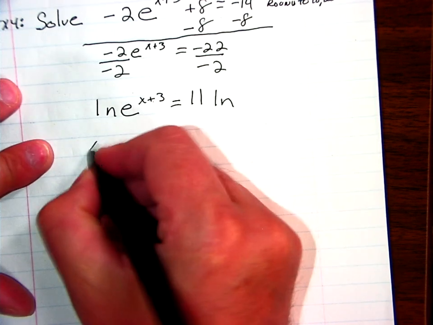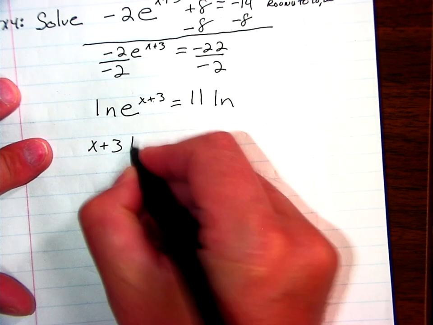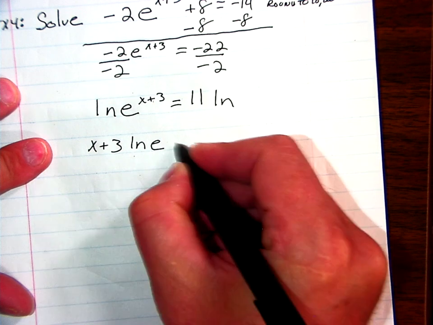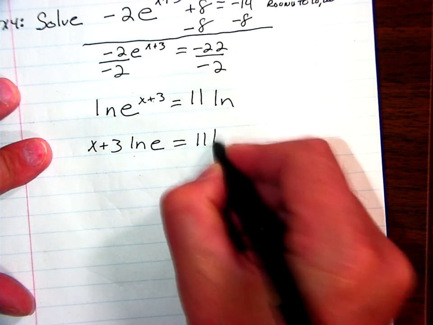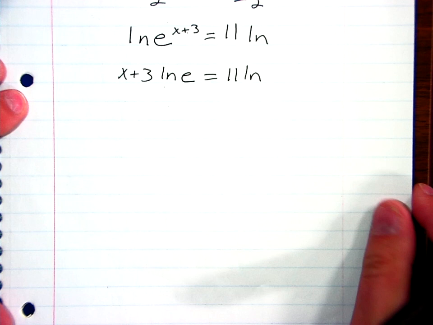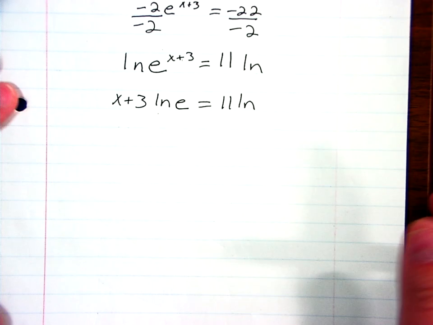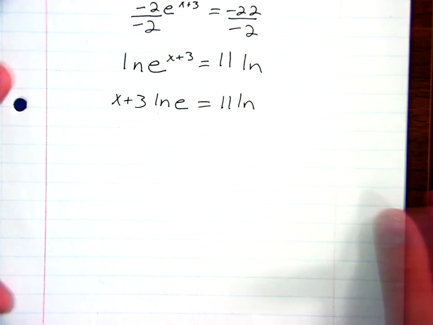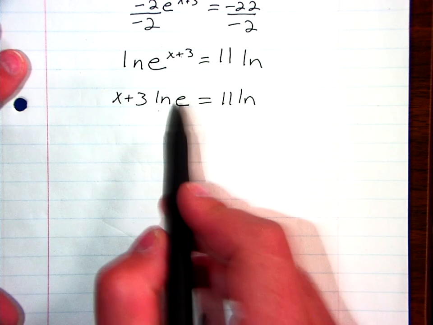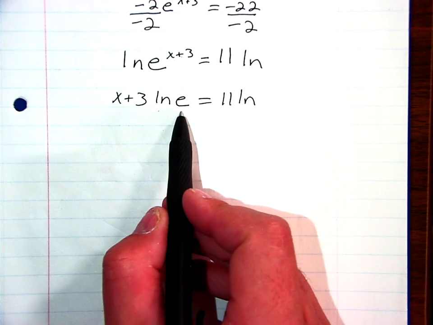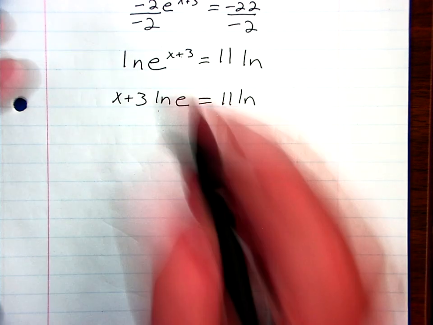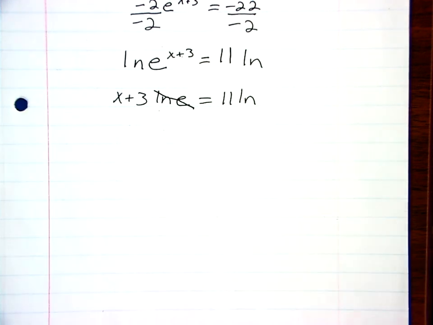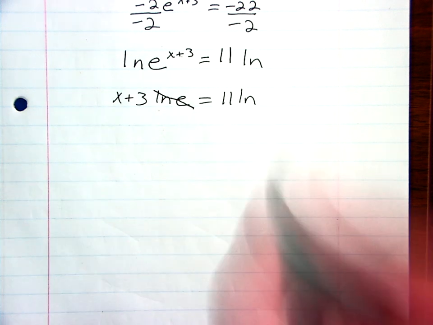So now I have (x plus 3) ln e equals ln 11. And obviously ln is the natural log. And e is 2.718, and it's a non-repeating number like pi. At the beginning of the lesson, what did I say ln e equaled? 1. So I can pretty much just cancel that out. It goes away, because ln e is 1, so 1 times x plus 3 is just x plus 3.